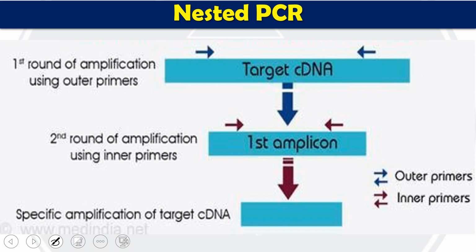So this is the basic simplified diagrammatic representation of nested PCR, where this is my target DNA. In the first round, the first set of primers, which is called the outer primer, binds randomly outside the target DNA and does the amplification. Whatever product we get using this outer primer, there we use the inner primer, and the inner primer binds within this template target region and amplifies it. So that specificity we are getting.